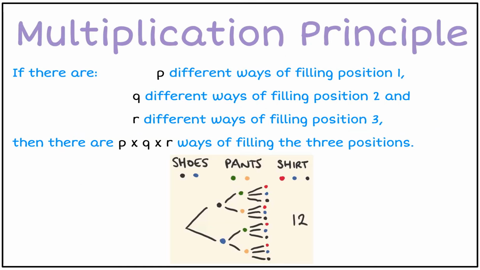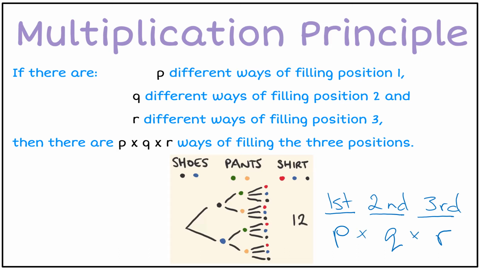We now have this thing called the multiplication principle, and it looks at how many different ways there are of filling different positions. So if I have 3 positions, maybe I'm looking at a race and I look at who comes first, who comes second, and who comes third. And I know that there are P different ways of filling the first position, Q different ways of filling the second position, and R different ways of filling the third position. Then when I multiply those together, that tells me how many different combinations there are. And this is important to know when we want to work out the probability of something happening.